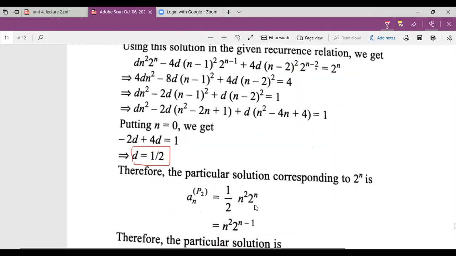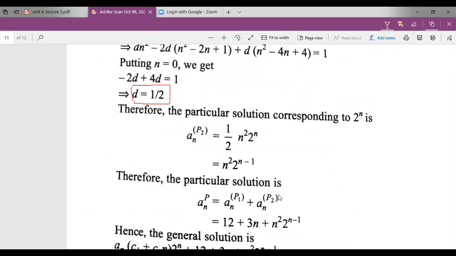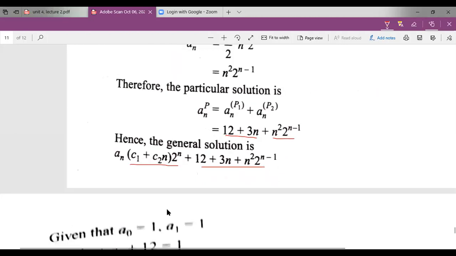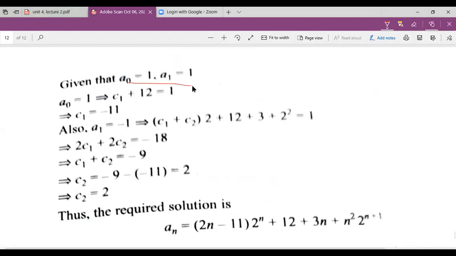So the total particular solution is the sum of particular solution 1 and particular solution 2. So we get particular solution 1 as 12 + 3n, and particular solution 2 is n^2 2^n / 2, which can be written as n^2 2^(n-1). So the complete solution of the given non-homogeneous equation is the sum of the homogeneous solution and the particular solution. So from this solution, we eliminate the arbitrary constants using the given initial conditions, a_0 = 1 and a_1 = 1.